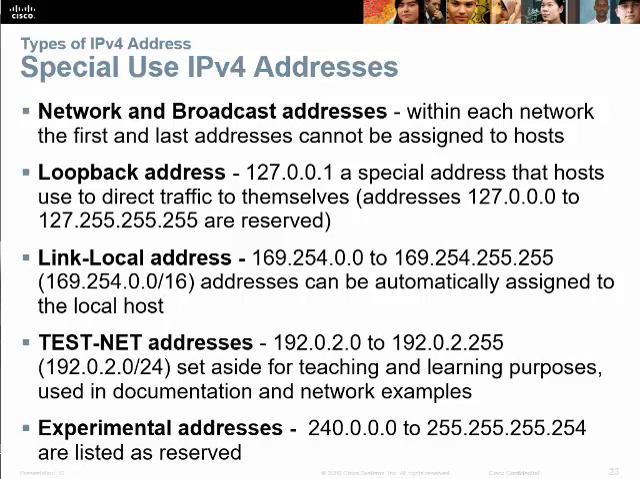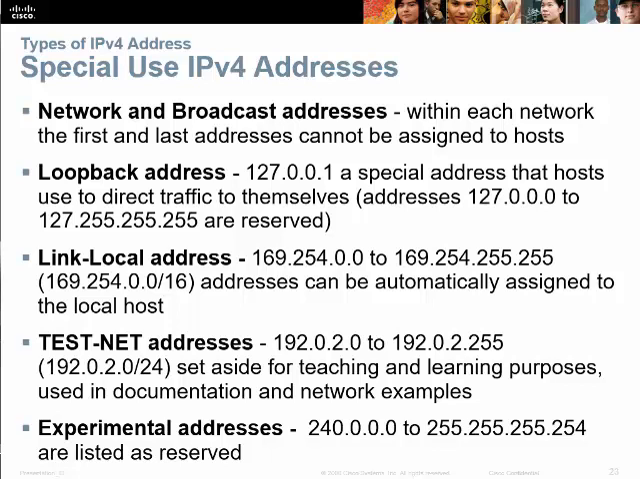If I just put that address, the localhost, or this address slash the folder where I put the site, then it will show whatever is inside it. Then we have one that is called local link address. You can see local link address is 169.254.0.0 to 169.254.255.255. This address can be automatically assigned to the local host.